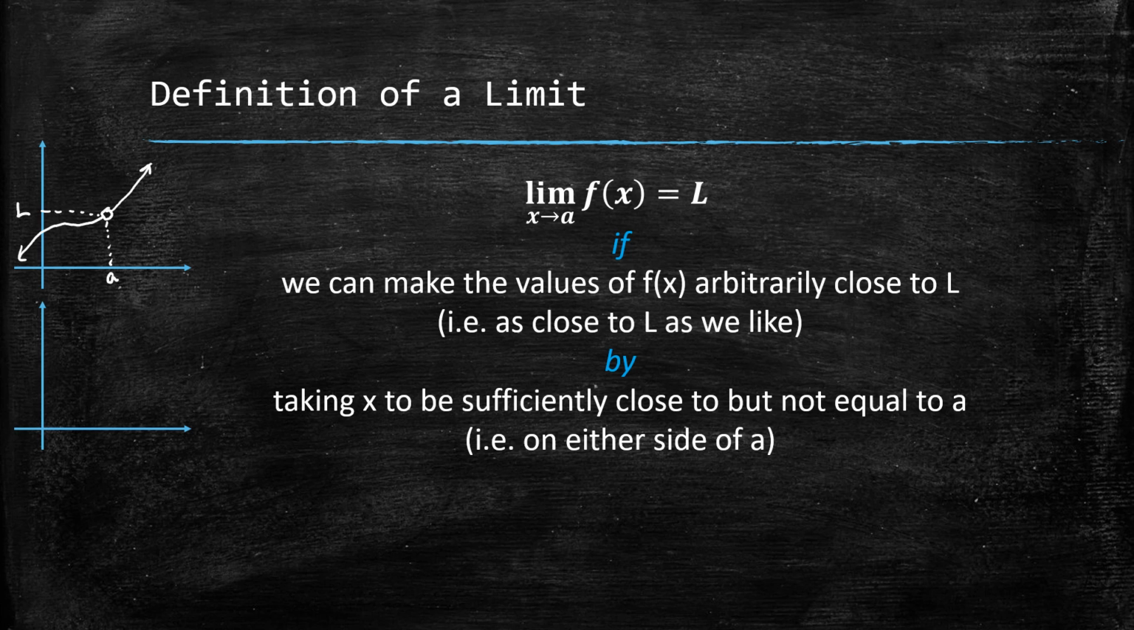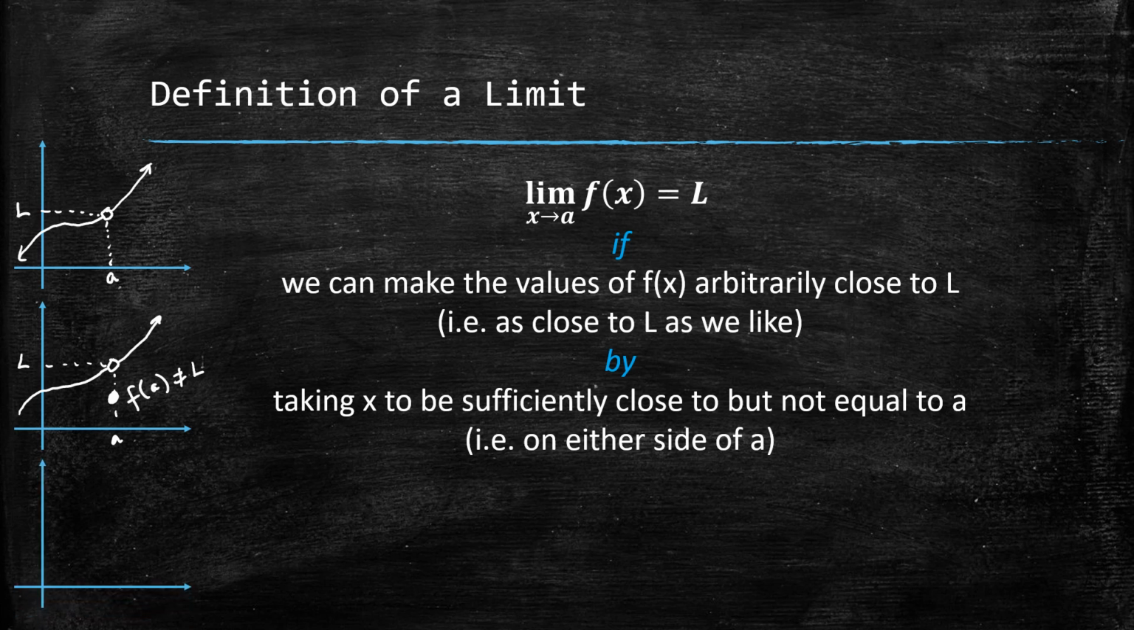But to be certain there's no confusion, this limit is still L. So the limit of this function is still L, even if the function actually exists at a. Say f of a actually exists. It's not equal to the value of L, but it does exist. The limit still stands. The limit is still L.